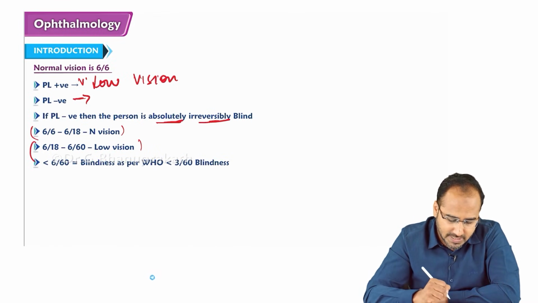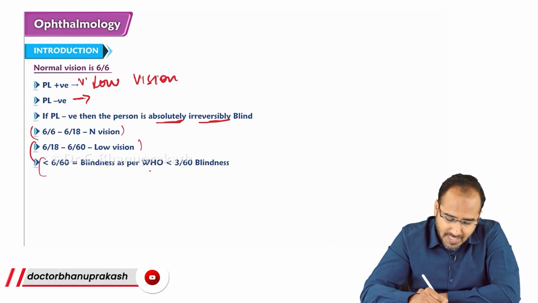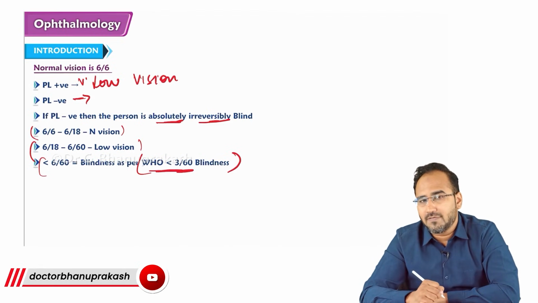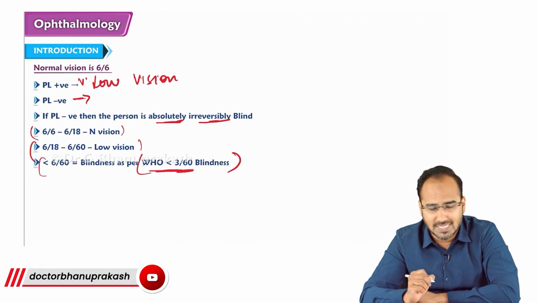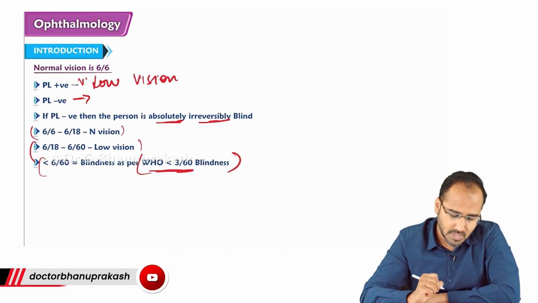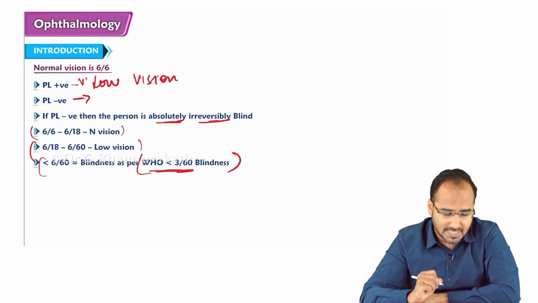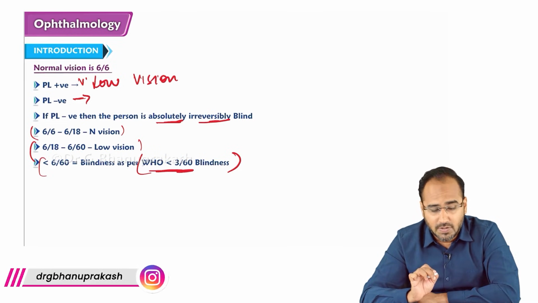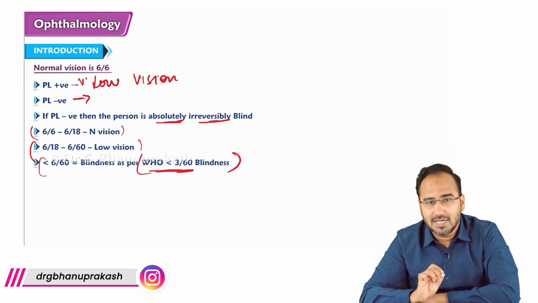6/18 to 6/60 is low vision. Less than 6/60 is blindness. But as per WHO, what's the definition of blindness, guys? As per WHO, any vision of less than 3/60 is called blindness. Okay? That's regarding the Snellen's chart and all. Now, guys, what else do we need to remember?